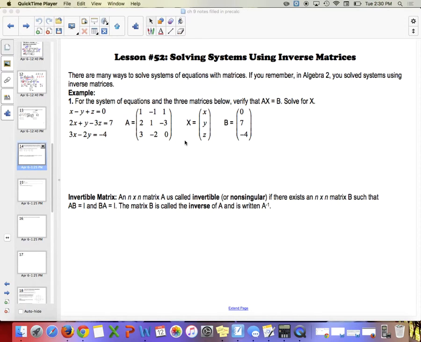Lesson 52 is on solving systems using inverse matrices. So this is another kind of review topic from Algebra 2, but of course there's one more thing that we're going to learn for pre-calc, which involves the Gaussian elimination. This is why we took an extra day to practice it before this.